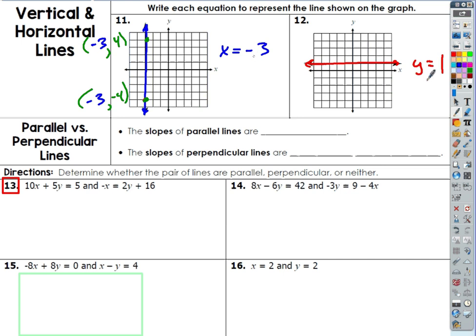By the same token, here, all that's important is the y value. X could be anything, doesn't matter. No matter what x is, the y is always equal to 1.